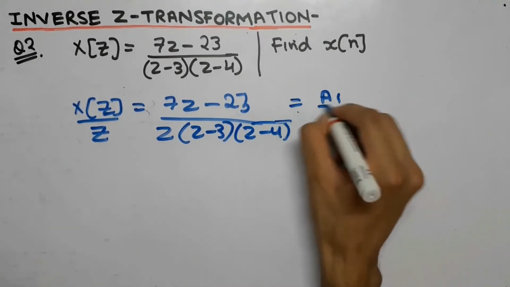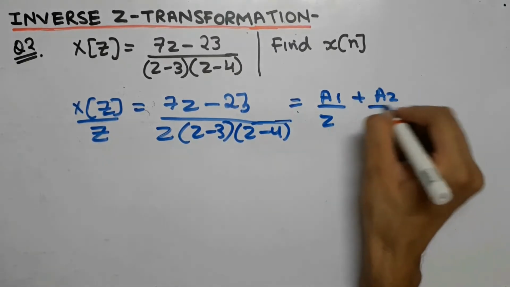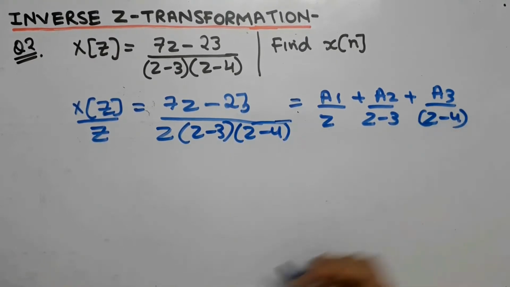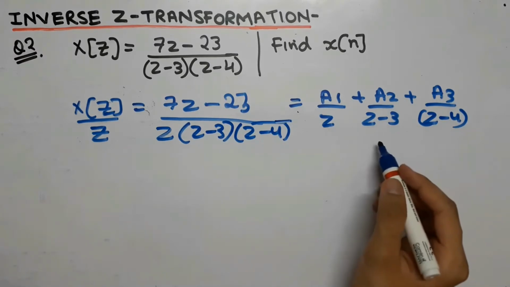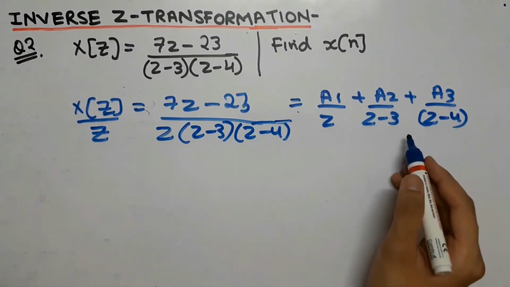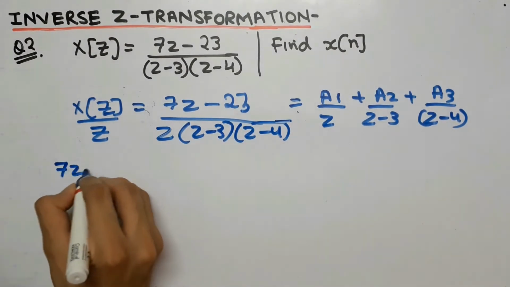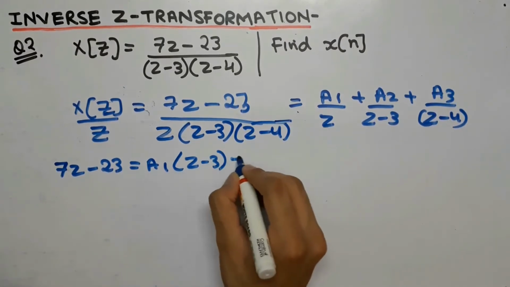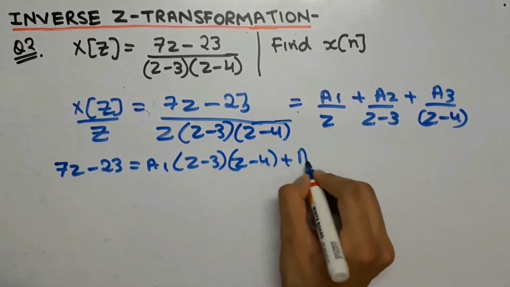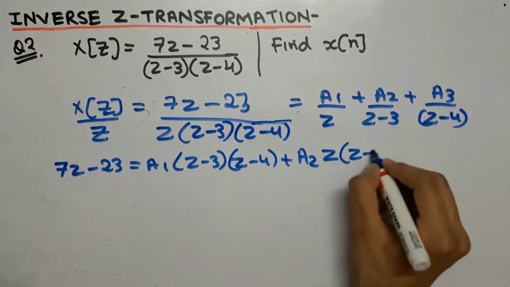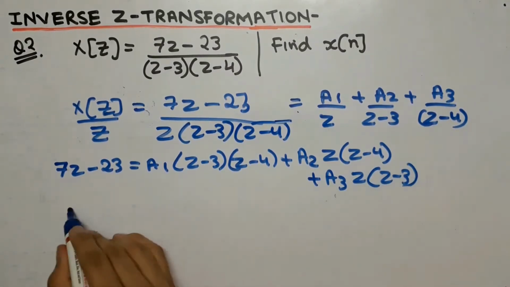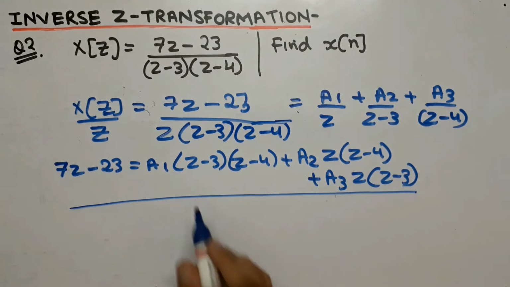That is, we will write a1 upon z plus a2 upon z minus 3 plus a3 upon z minus 4. Now guys, we will solve this and we will cut the denominators from the LHS and the RHS. On doing that, we will get the equation as 7z minus 23 is equal to a1 into (z minus 3)(z minus 4) plus a2 into z into (z minus 4) plus a3 into z into (z minus 3). Now in this equation, we are going to substitute necessary values of z in order to find the values of a1, a2 and a3.